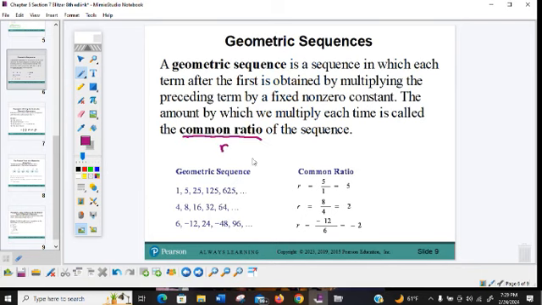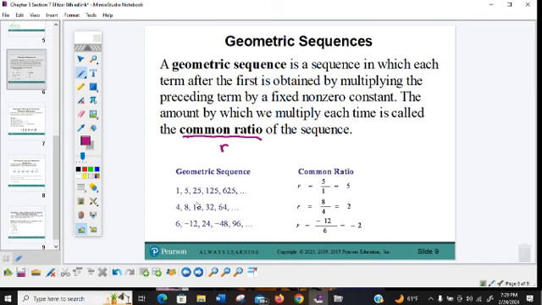That's our R. What are we multiplying by every time? So if we're multiplying by 3, then R is 3. If we're dividing by 3, then R is 1/3. Okay? So let's look at some sequences. 1, 5, 25, 125, 625. They are multiplying each time by 5, so our R would be equal to 5.